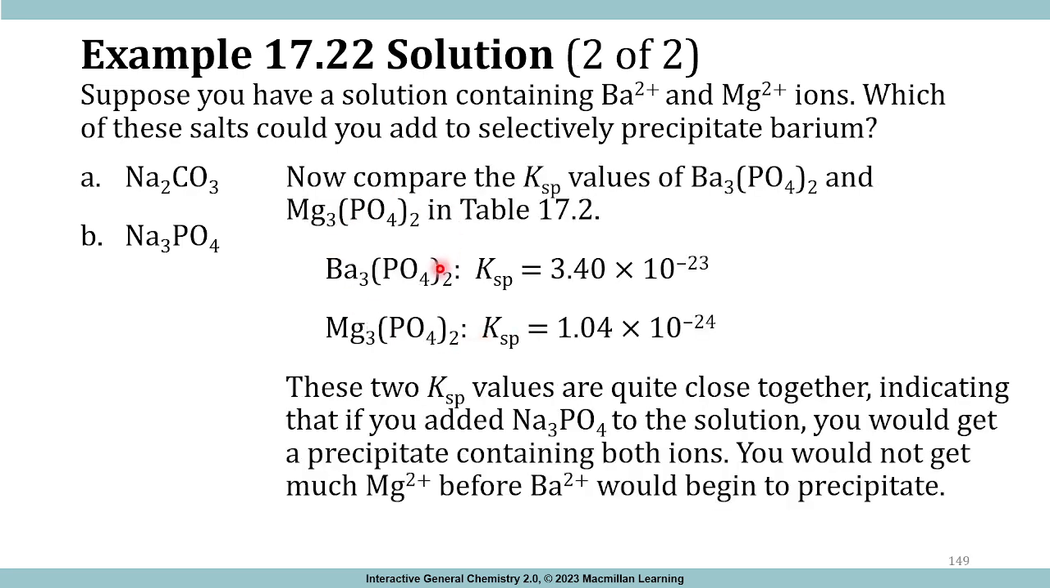We look at the phosphates now. The barium phosphate, 10 to the negative 23. The magnesium phosphate, 10 to the negative 24. That's not a big difference, is it?